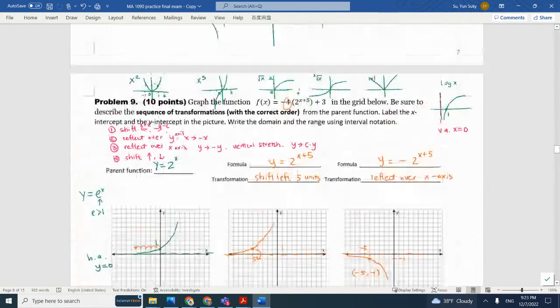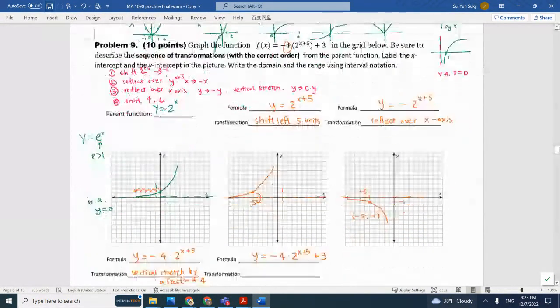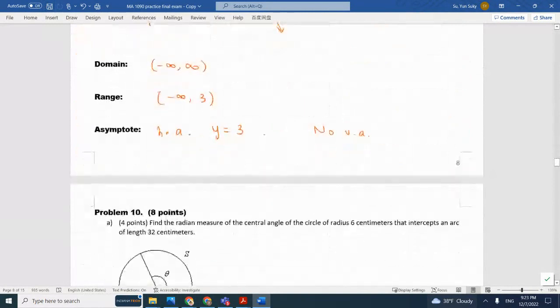And so you can make up other problems to practice your parent functions, one of those types, and you don't know which one I'm going to ask you on the final. So be prepared for all of the different parent functions. Okay, if you can understand problem 9, could you type 9 in the chat?